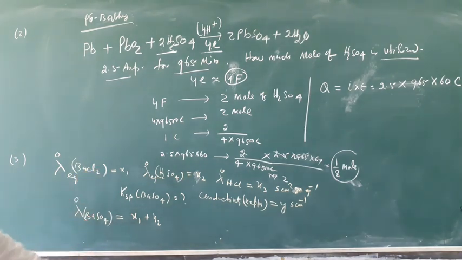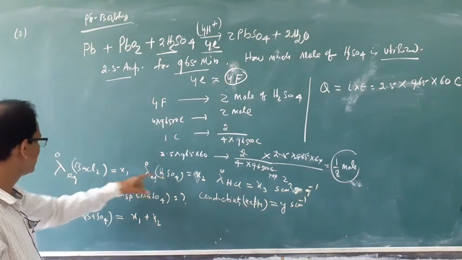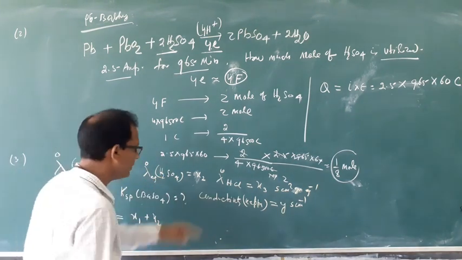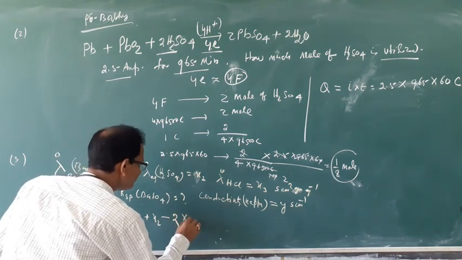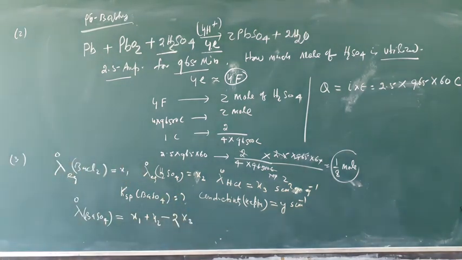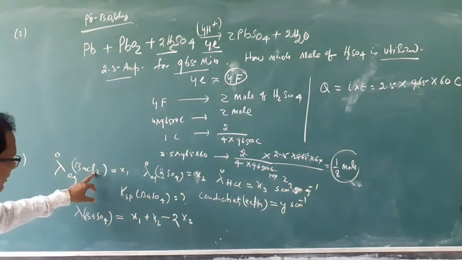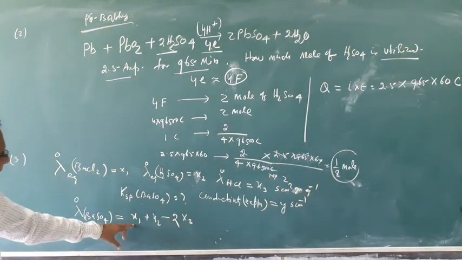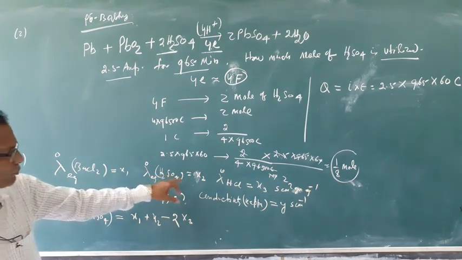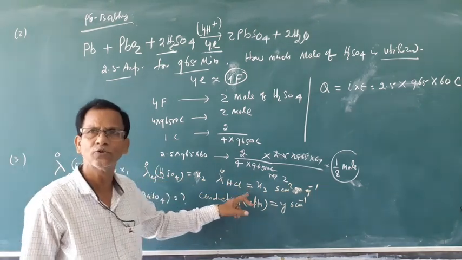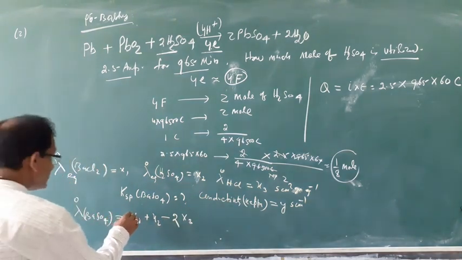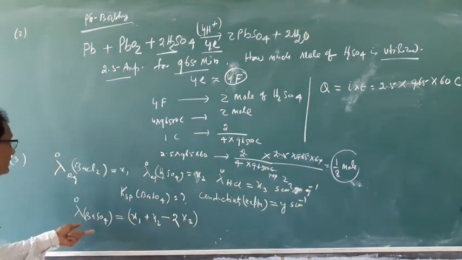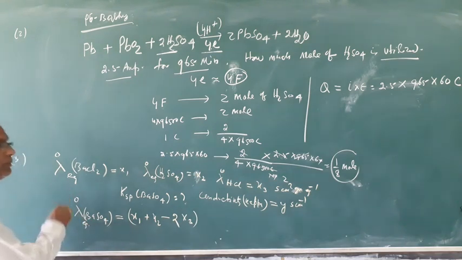As 2 hydrogen are present and 2 chlorine are present, we have to multiply, so minus 2 X3. Why is 2 multiplied? Because 2 chlorine is already present. 2 hydrogen are present, but we are adding 1 hydrogen, 1 chlorine, so you have to deduct it. That's why 2 is multiplied. So this is the result of lambda not equivalent of barium sulfate.